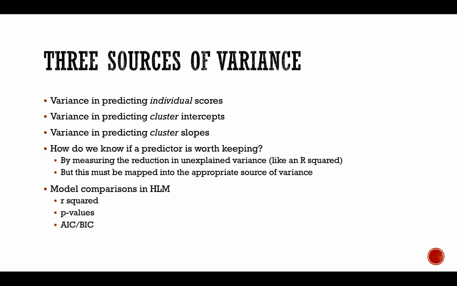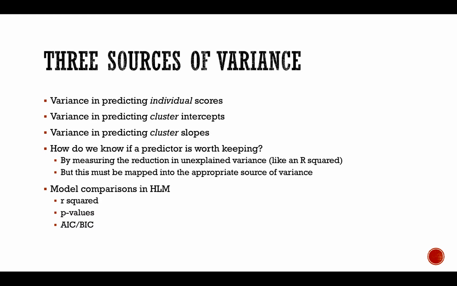Okay, so 3 sources of variance. We have variance in predicting individual scores. Okay, you remember we have dots that deviate from the predicted lines, and the deviation of those dots is representative of the variance in predicting individual scores. We also have variance in predicting cluster intercepts, because remember the intercepts may deviate from one cluster to the next. And so the variability about the mean or the fixed effect slope is what we are talking about there.